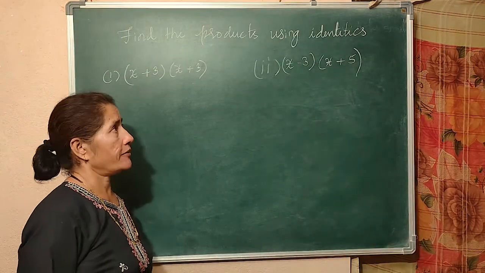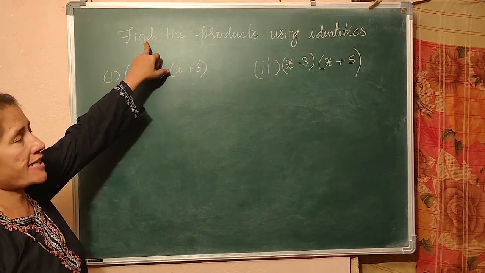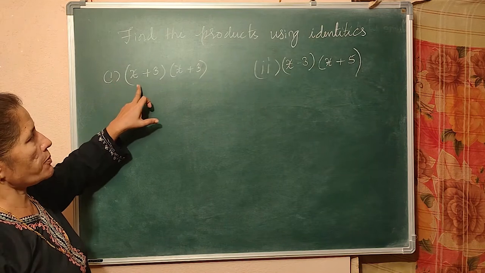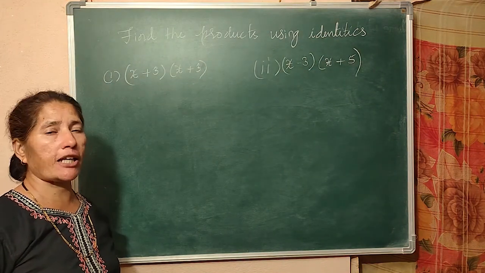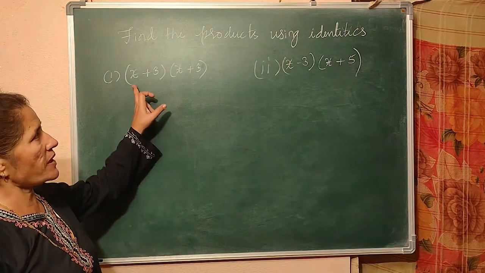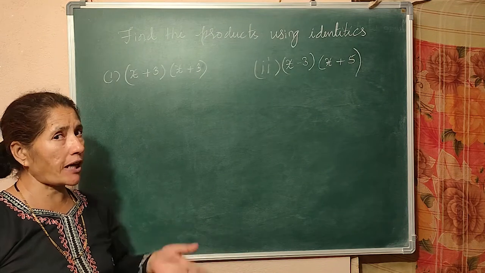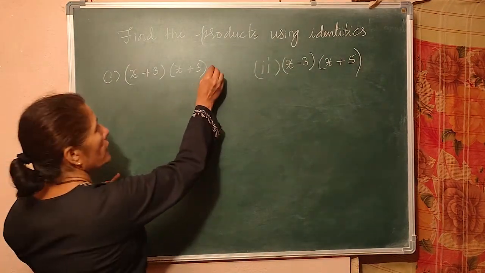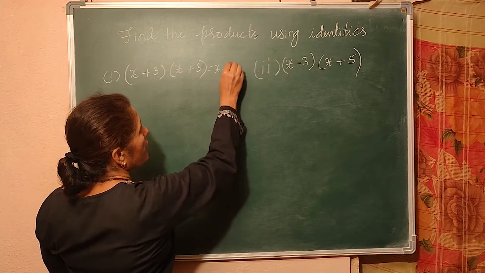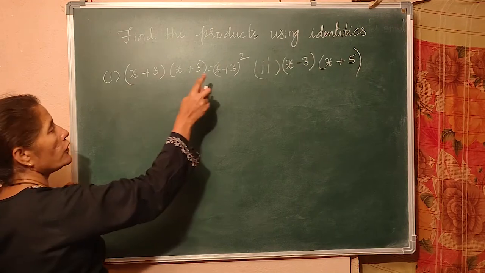Now let us see what is given. Find the products using identities. First question is (x plus 3) into (x plus 3). You use some identity. Which identity can you use? What is (x plus 3) into (x plus 3)? That means (x plus 3) is repeated twice. Am I right? So what can I write down? It is equal to (x plus 3) the whole square. Am I right?